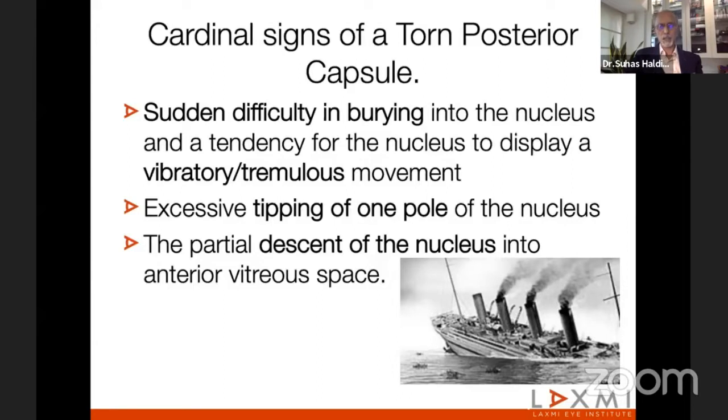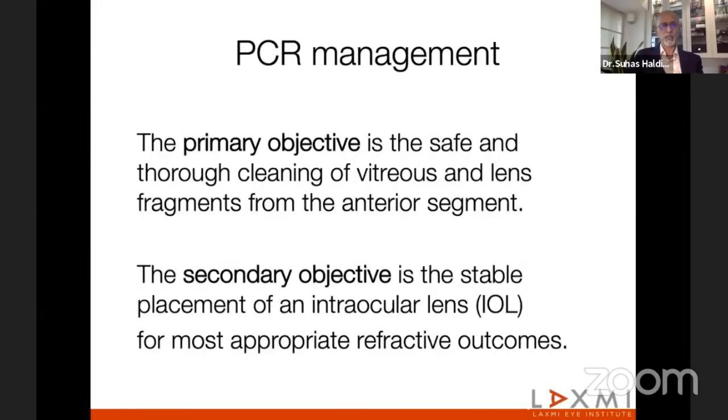Now, continuing with the cardinal signs of torn posterior capsule, there's sudden difficulty in burying into the nucleus and a tendency for the nucleus to display a vibratory or tremulous movement. Now, the surgeon has to be very careful with these. Excessive tipping of one pole, the partial descent of the nucleus, meaning after all the signs are given by that particular nucleus, if you still do not get it, finally you will see a descent of the nucleus, and obviously one should not wait till then.